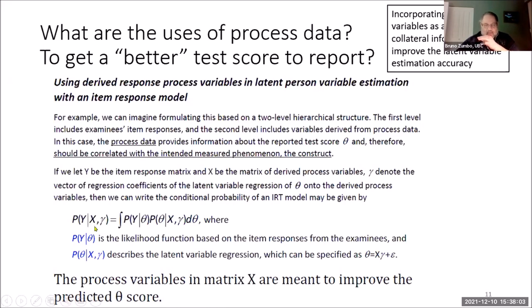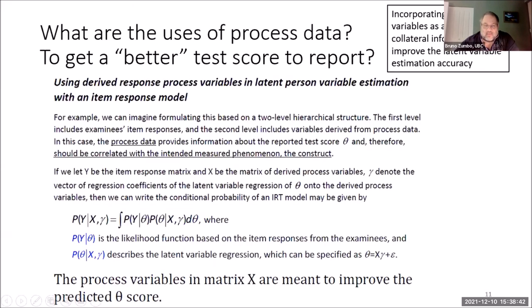X now is your derived process variables. So you have a regression component here, where the theta is regressed onto the process variable as a way of getting a quote-unquote better, more accurate estimate. Actually, it's more accurately described as a prediction, although we use estimate in the literature all the time, a prediction of this theta that we can then report.